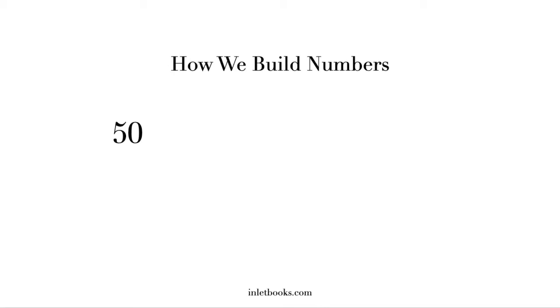What is the meaning of the list 5, 0? This means we are counting 5 tens and 0 ones.